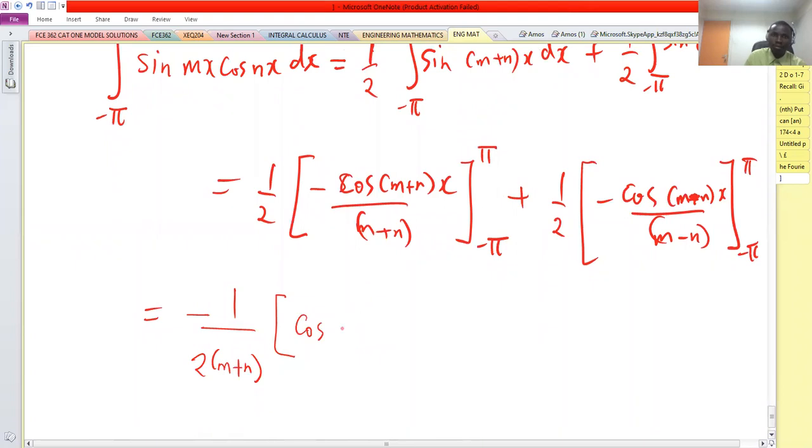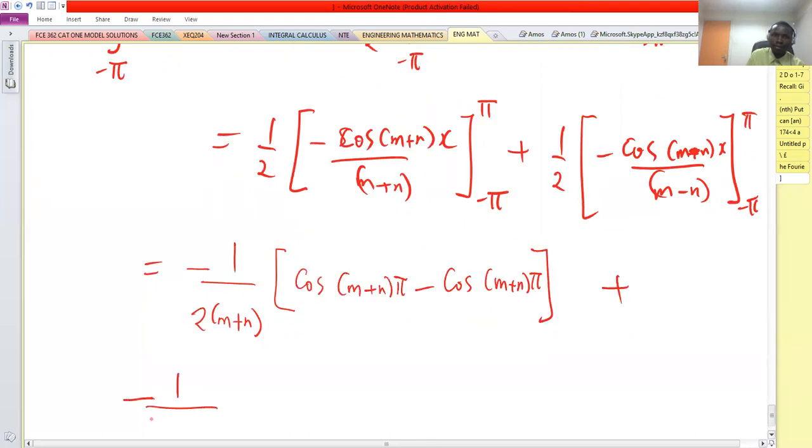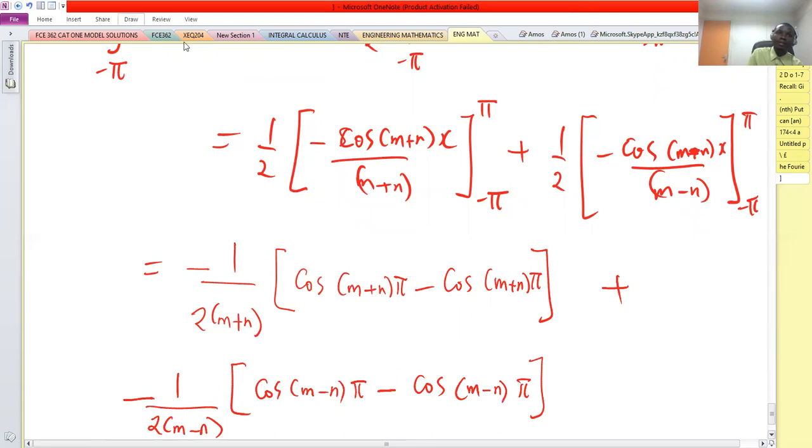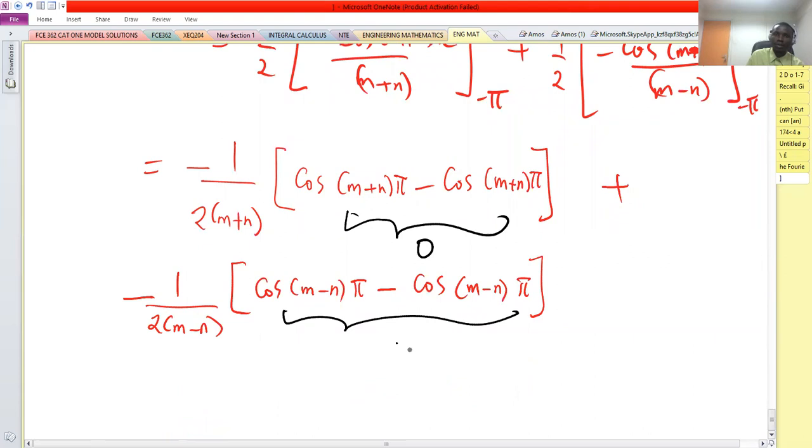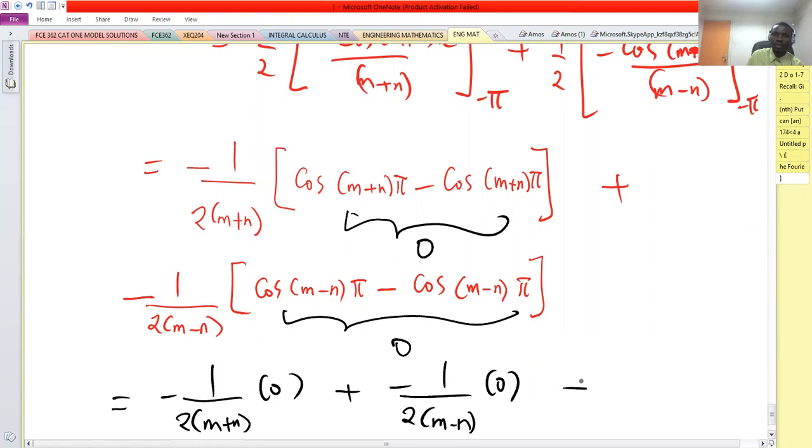So here we have cosine of m plus n pi minus cosine of m plus n pi, because cosine of negative is positive, and then plus minus 1 over 2 into m minus n into cosine of m minus n pi minus cosine of m minus n pi, because this lower limit will still have the same value. And this will give us 0, and also this will give us 0. So we have minus 1 over 2 times m plus n times 0 plus minus 1 over 2 times m minus n times 0 to get us 0.